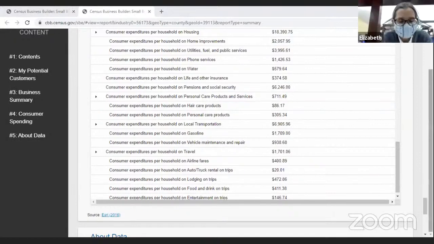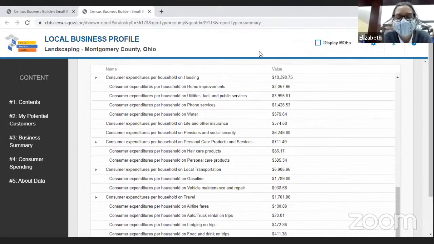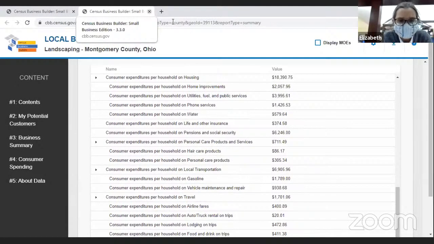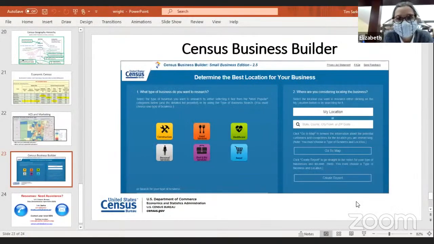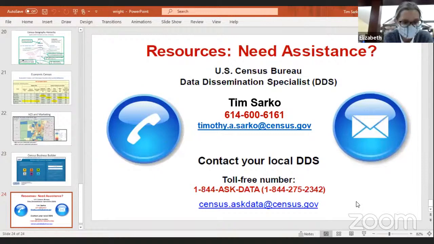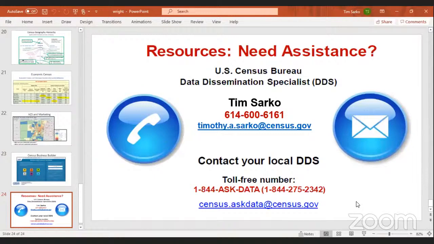I really am amazed at all the data that's available. I thought that a lot of marketing information is private and you have to spend a lot of money to get it, but this is free and open, and it's amazing data.